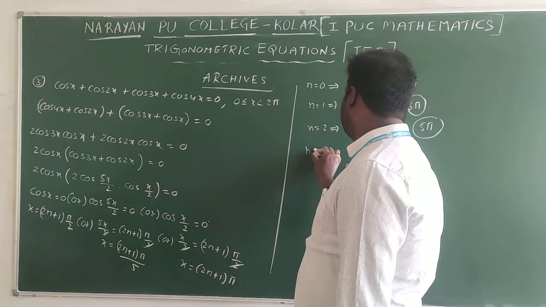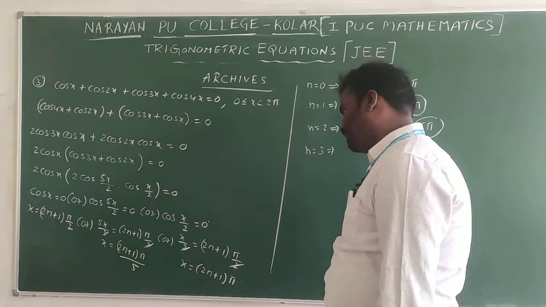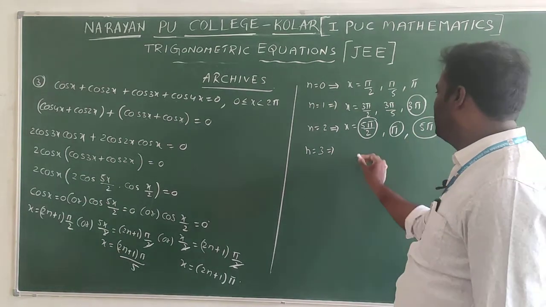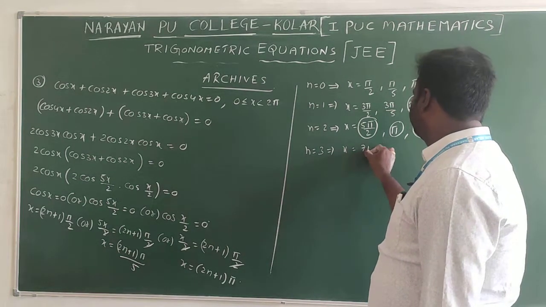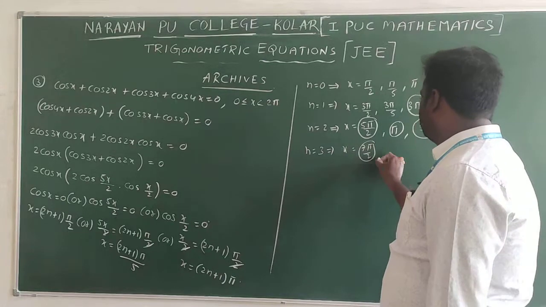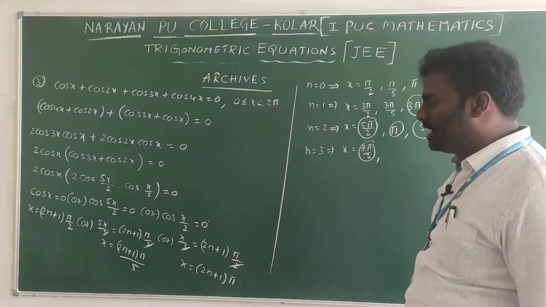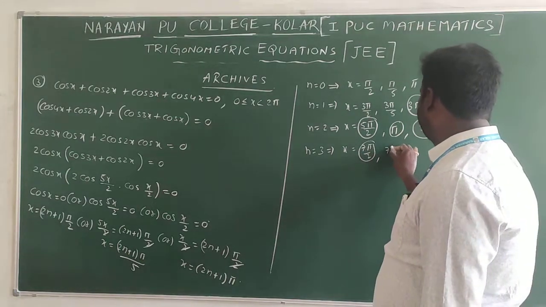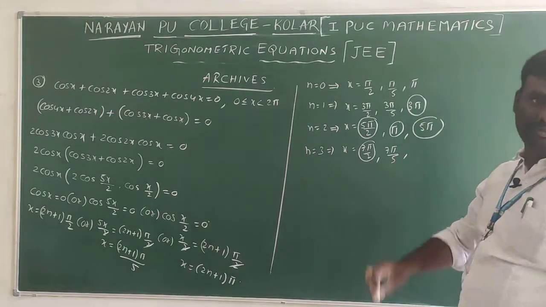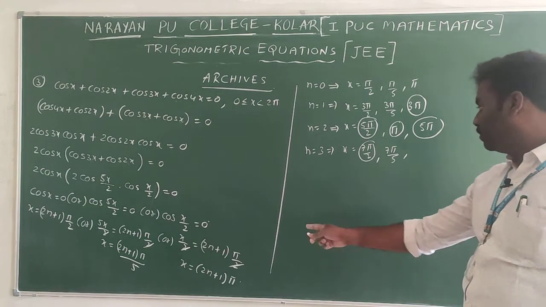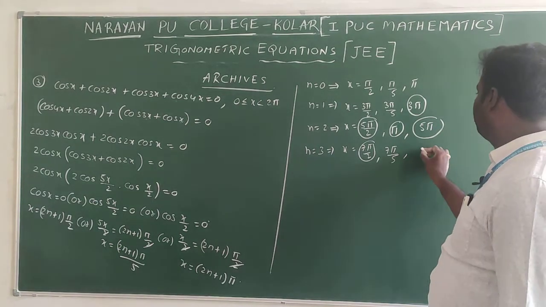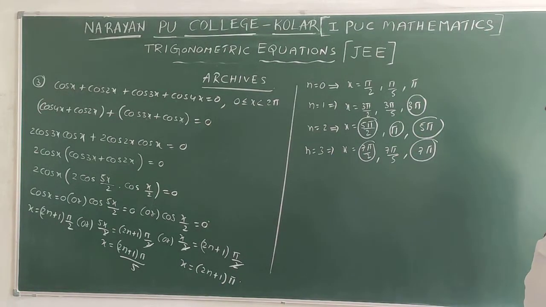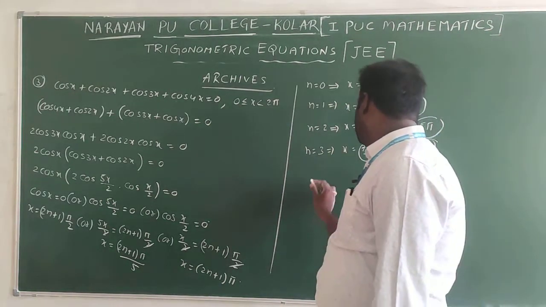I will go with n equals 3. Now 2 threes are 6, 6 plus 1, 7 pi by 2. This is also not possible. 2 threes are 6, 6 plus 1, 7 pi by 5. Yes, it is considerable. Next, 2 threes are 6, 6 plus 1, 7 pi. Now totally we got 6 values. I will take one more.